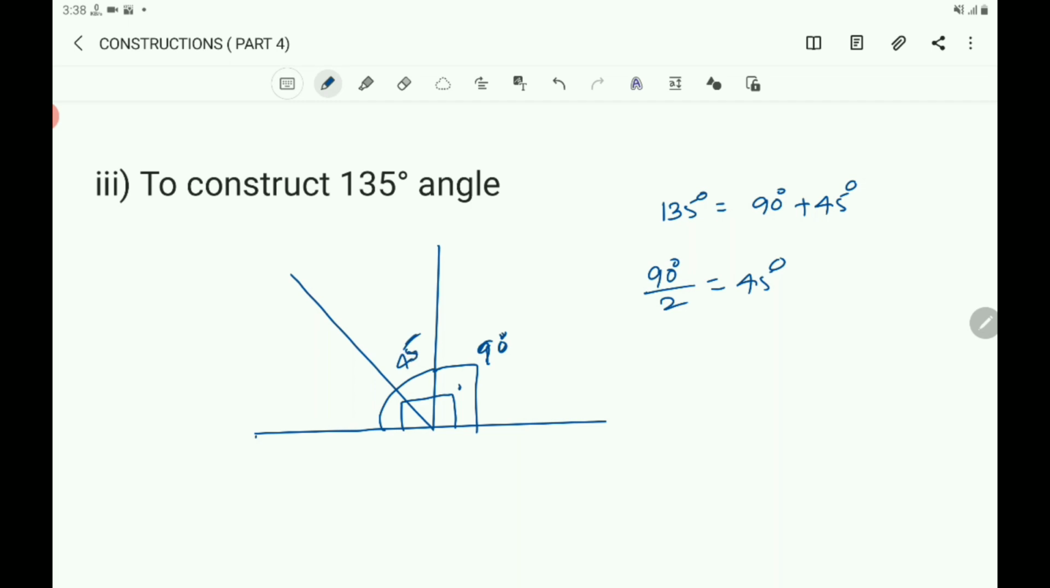As usual, you construct 90-degree angles. Two 90-degree angles we have to construct at a point. Here we have to construct two 90-degree angles at a point to get the linear pair. Two adjacent 90-degree angles are to be constructed here.